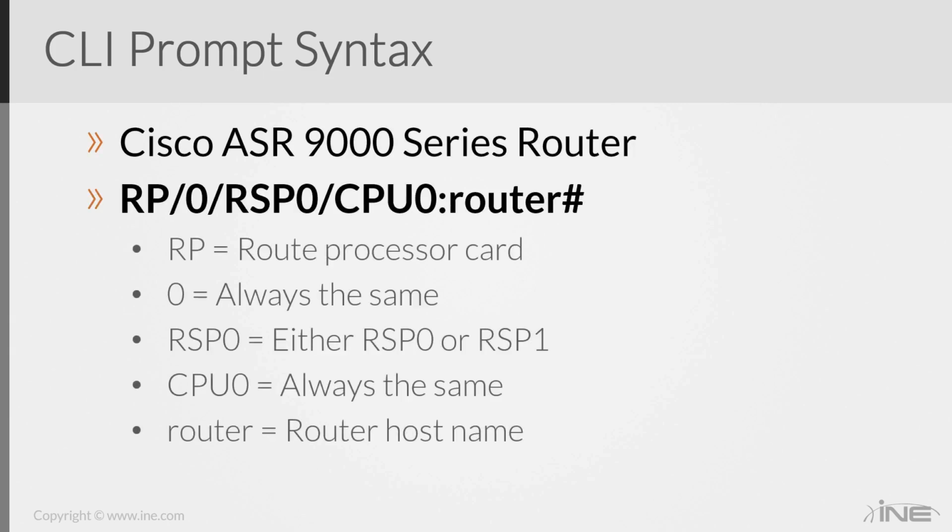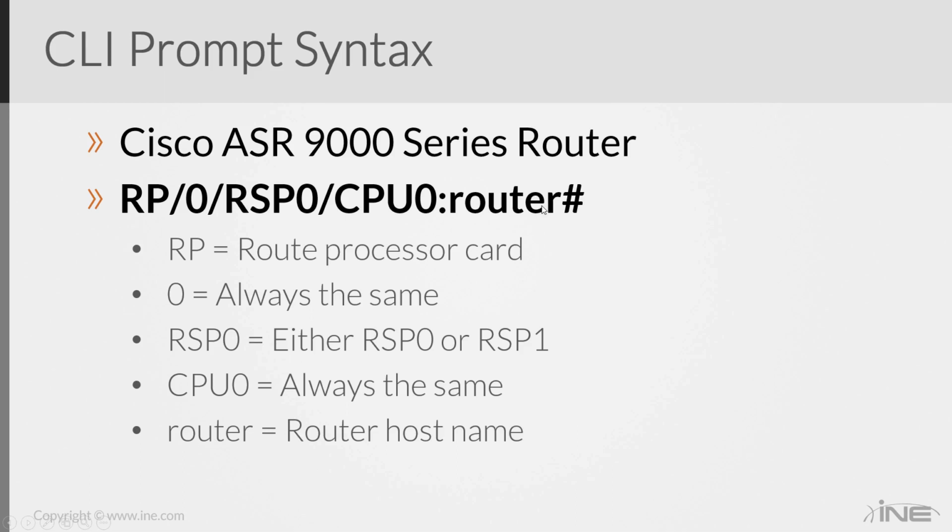When it comes to CLI prompt syntax, it's important to understand exactly how this works. So on the ASR 9000, this is going to be the output we're going to be seeing. We're going to have the route processor, and this is going to be the output. So you have the RP as the route processor card. 0 is always the same. You have route processor, either RSP0 or RSP1. Then you have CPU 0. It's always the same. And then you have the router, which is going to be the router host name.